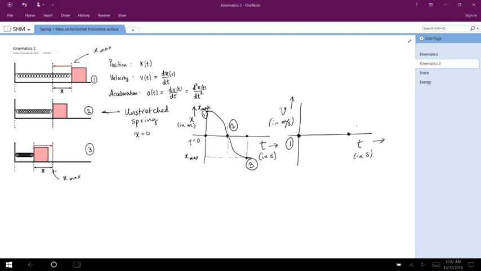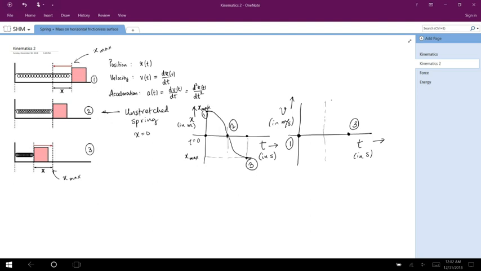Alright, so that's point number 1. This is point number 3. And as the block moves from point 1 to point 3, we know that its velocity increases. But remember, velocity is a vector, so it has direction.